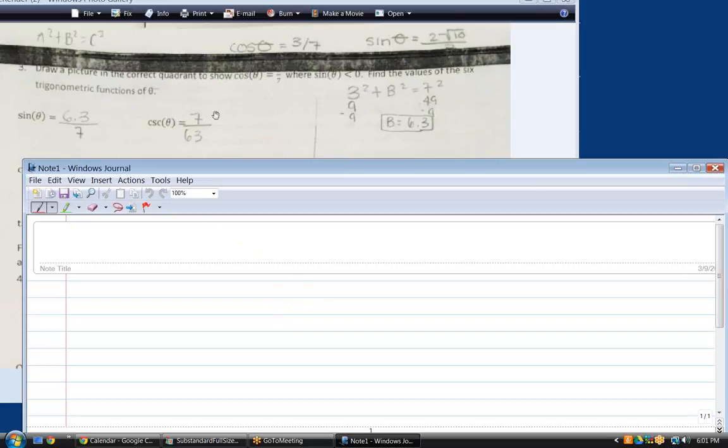Okay. Whenever they give you, and this is a classical trig question, the value of one trig function, in other words, they tell us the cosine of theta equals 3 over 7, and then they say that the sine of theta is less than 0, well, there's only one quadrant where that's true. There's only one quadrant where cosine is positive and sine is negative, and that's the fourth quadrant. Okay, so we know that much.